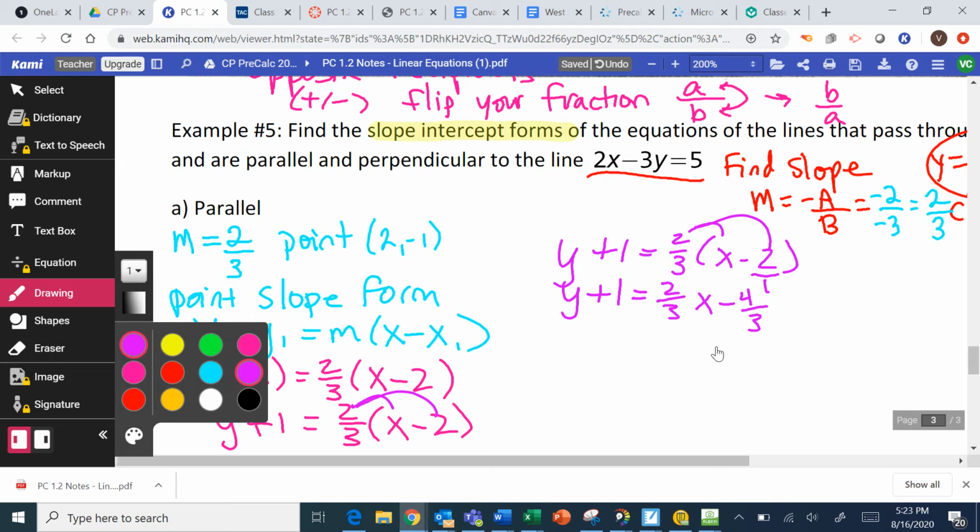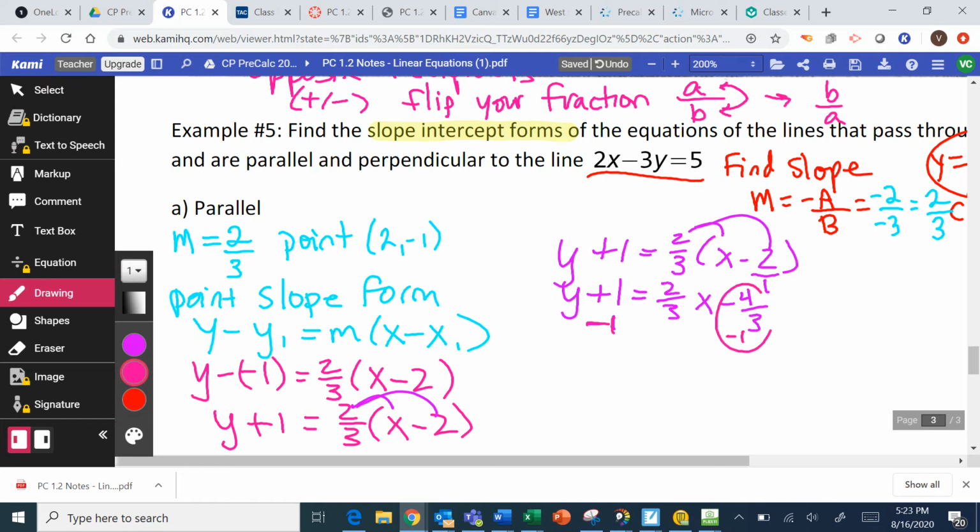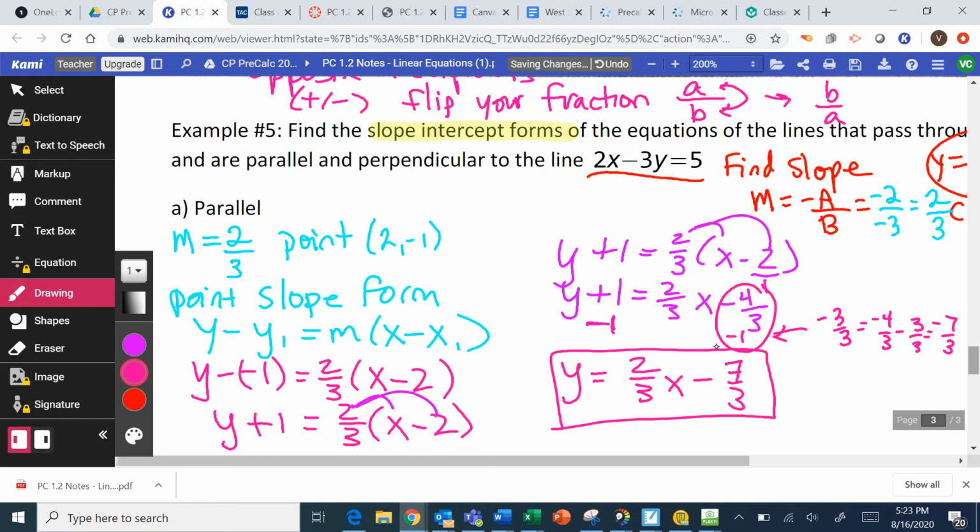From here, we need to subtract 1 from both sides. But here I've got a fraction: negative 4/3 minus 1. You have to have like terms to subtract, so you need common denominators. Instead of subtracting 1, I'm going to subtract 3/3, which is the same thing. So I'll have y = 2/3 x minus 4/3 minus 3/3, which equals minus 7/3. So that is the answer for the parallel line.